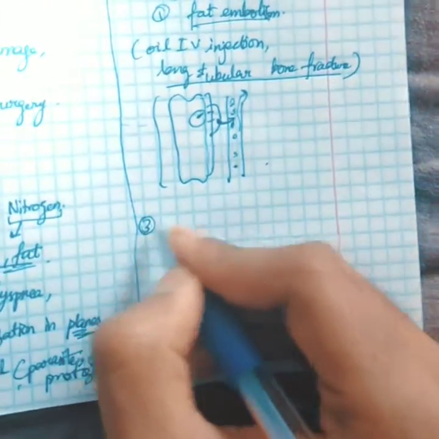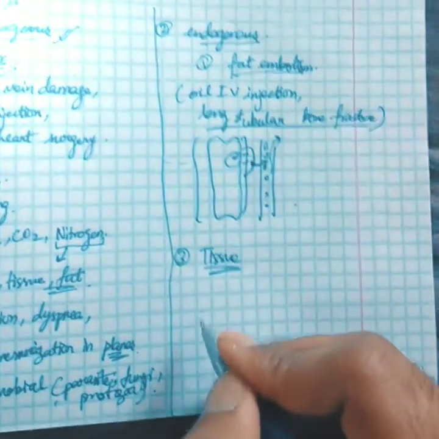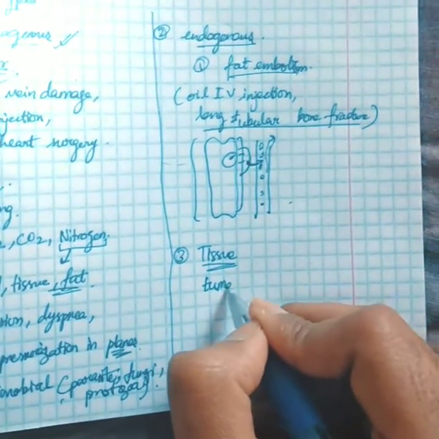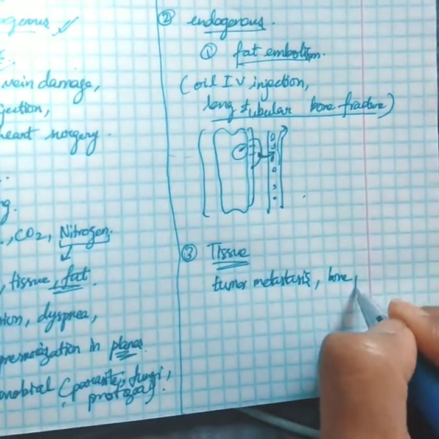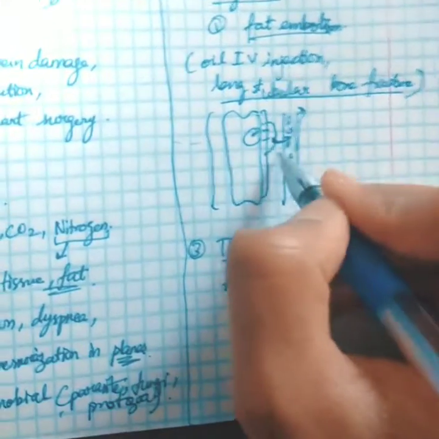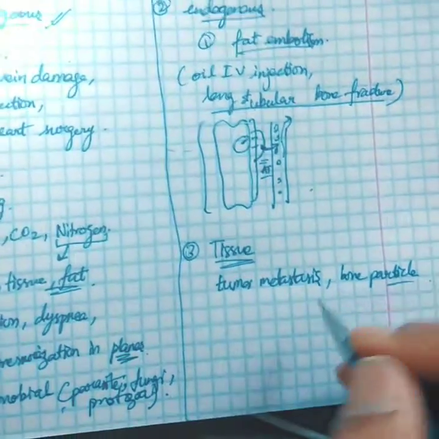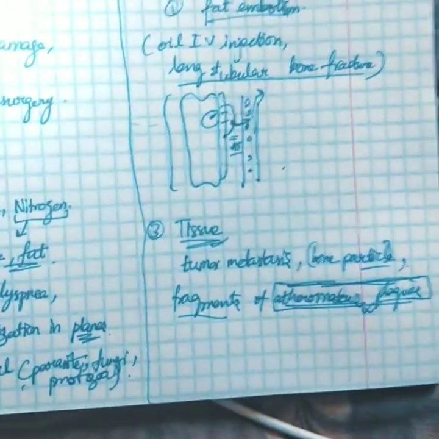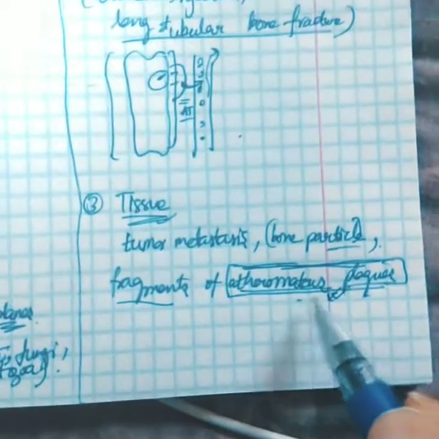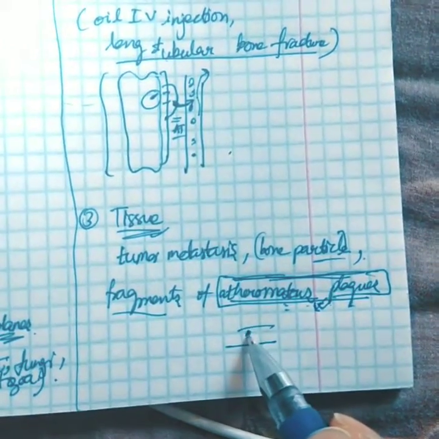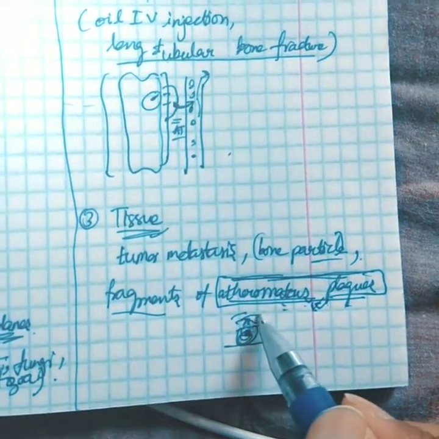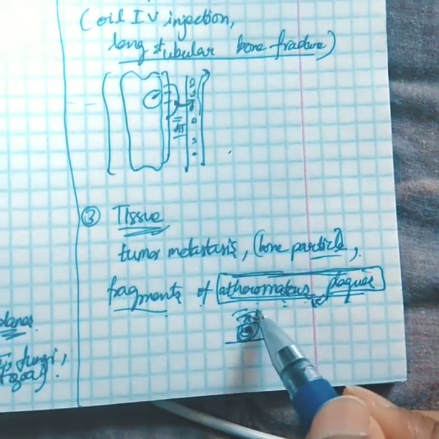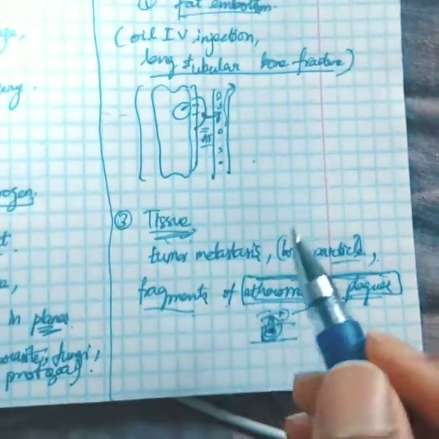Alright, moving on further to tissue embolism. In tissue embolism, it is mainly due to tumor metastasis or can be bone particles. Pay attention here. In fat embolism it is the adipose tissue which is involved, whereas here it's the bone particles. The other example is fragments of atheromatous plaque. Now what is this atheromatous plaque? During formation of atherosclerosis, there is a blockage of blood vessel due to atheroma formation, and this rupture can lead to fragments of atheromatous plaques. This rupture can cause tissue embolism thereby. Okay, moving on further.